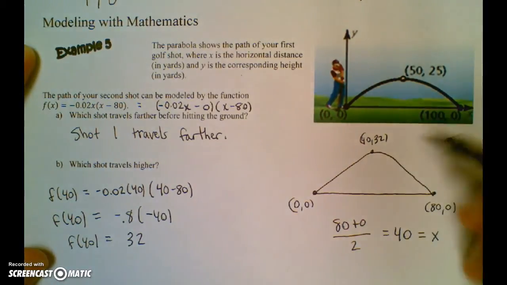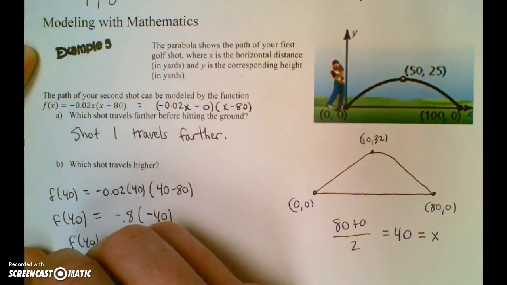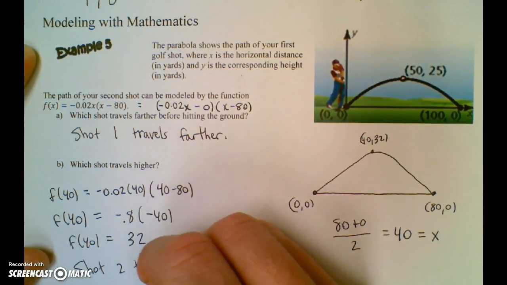So then, based on the height, my second shot traveled higher than the first shot. Shot 2 travels higher.